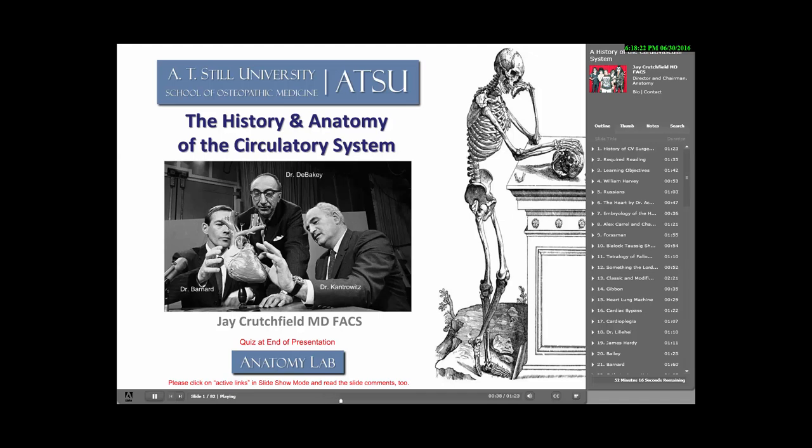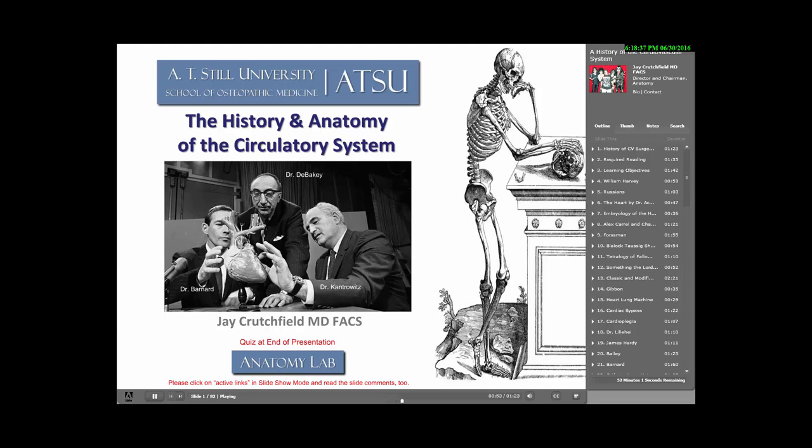And for those of you who are wondering, do you really need to know these names? Sadly, the answer is yes. You attend a medical school named after a famous osteopathic physician, A.T. Still. Every osteopathic physician knows who he is.